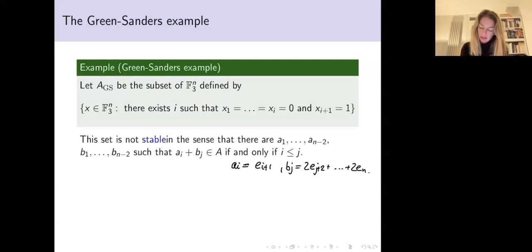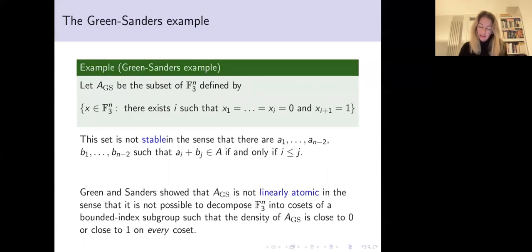And you can check that when you add a_i and b_j, that ends up lying in the set A if and only if i is less than or equal to j. So Green and Sanders showed in their paper that this set is not linearly atomic. What I mean by that is that it is not possible to decompose F_3^n into cosets of a bounded index subgroup such that the density of this set is close to 0 or close to 1 on every coset.